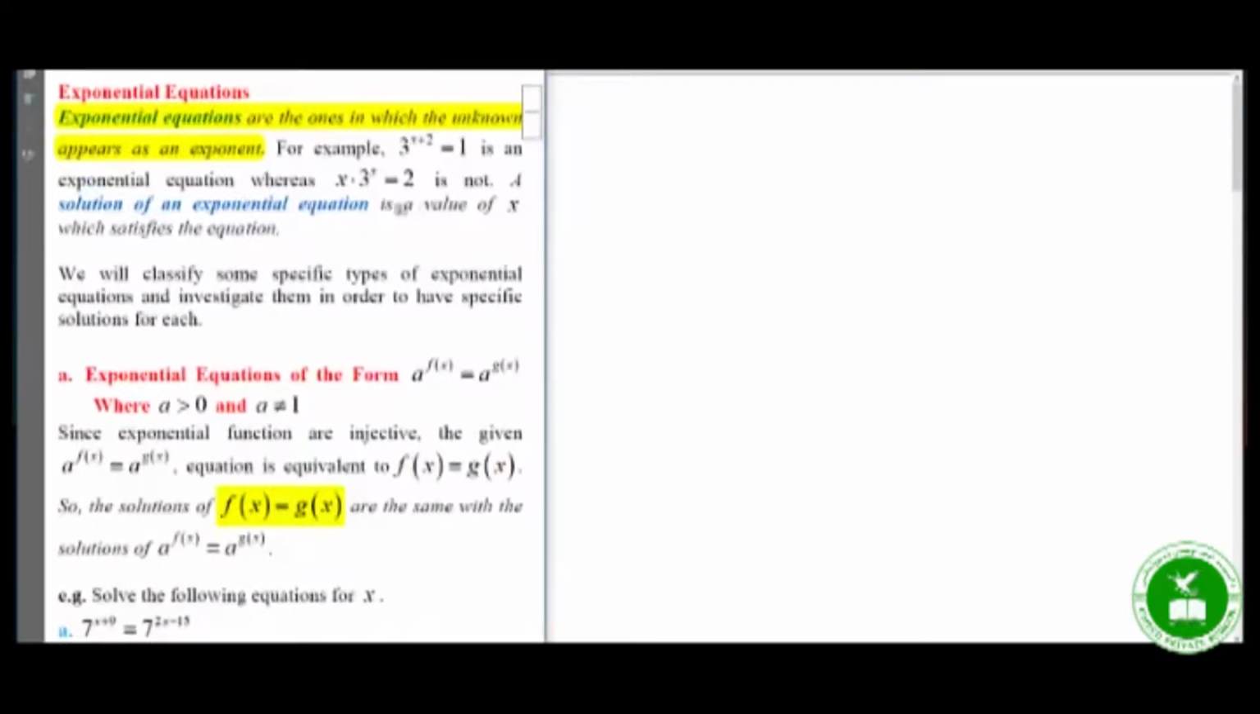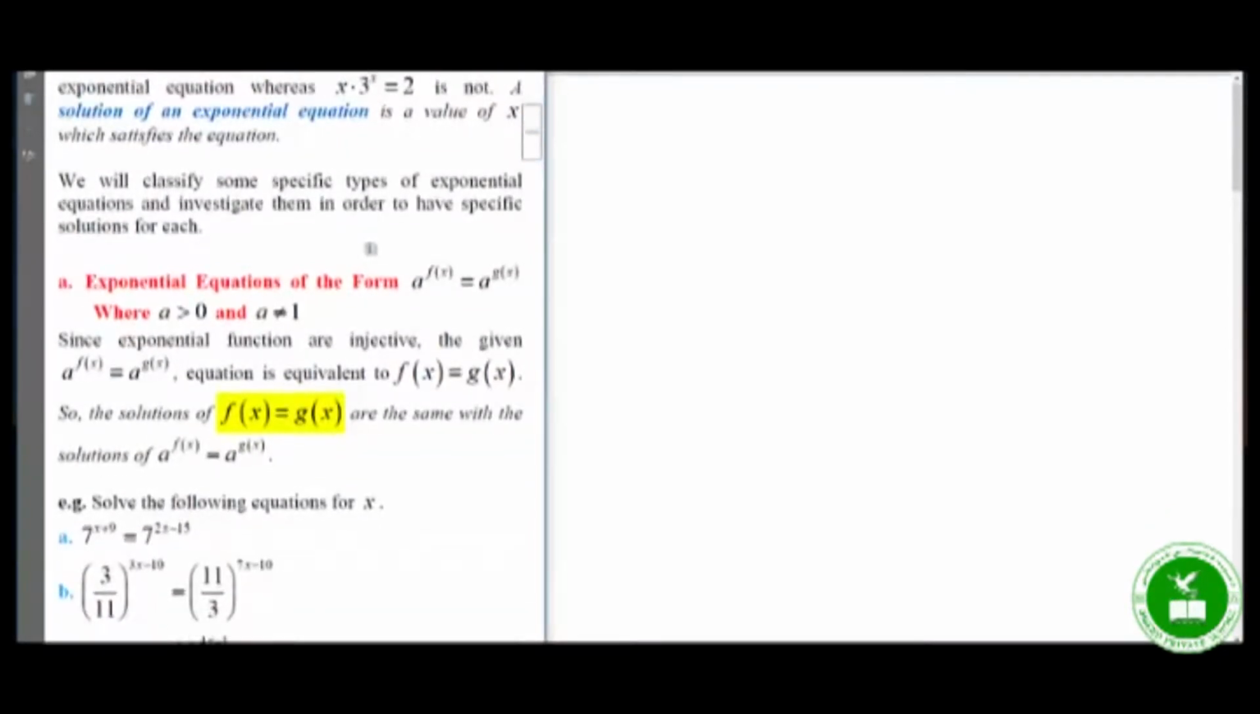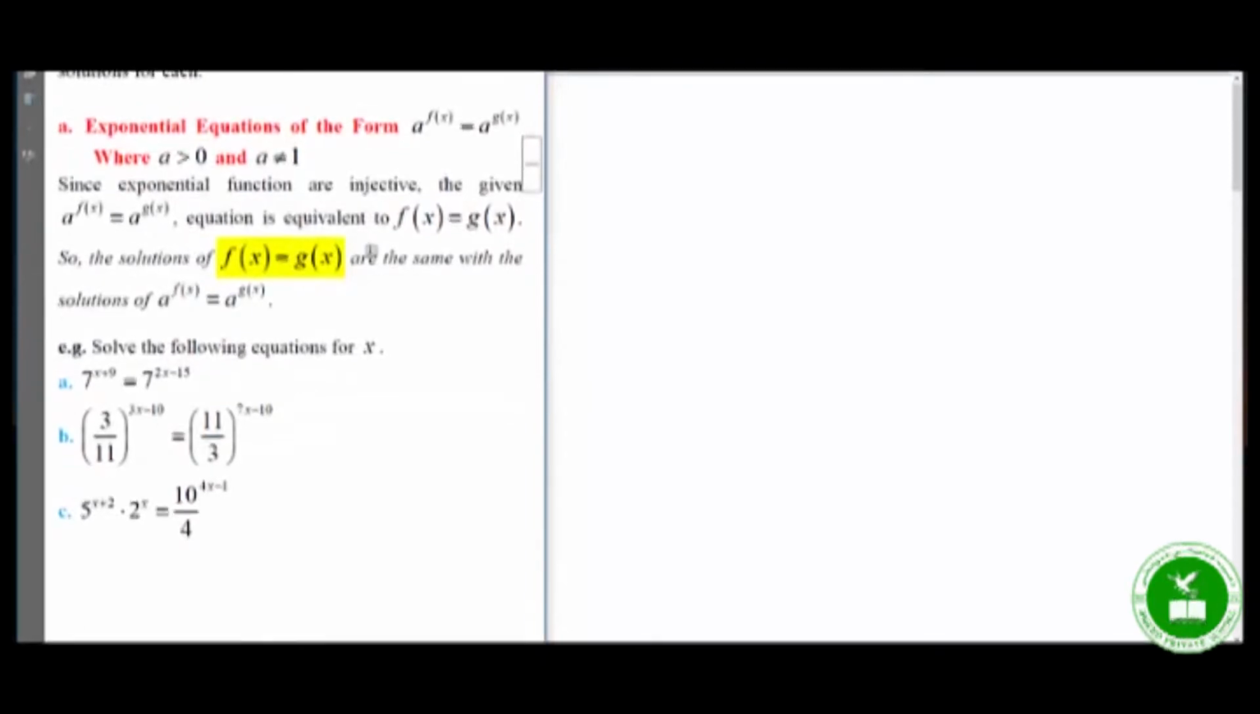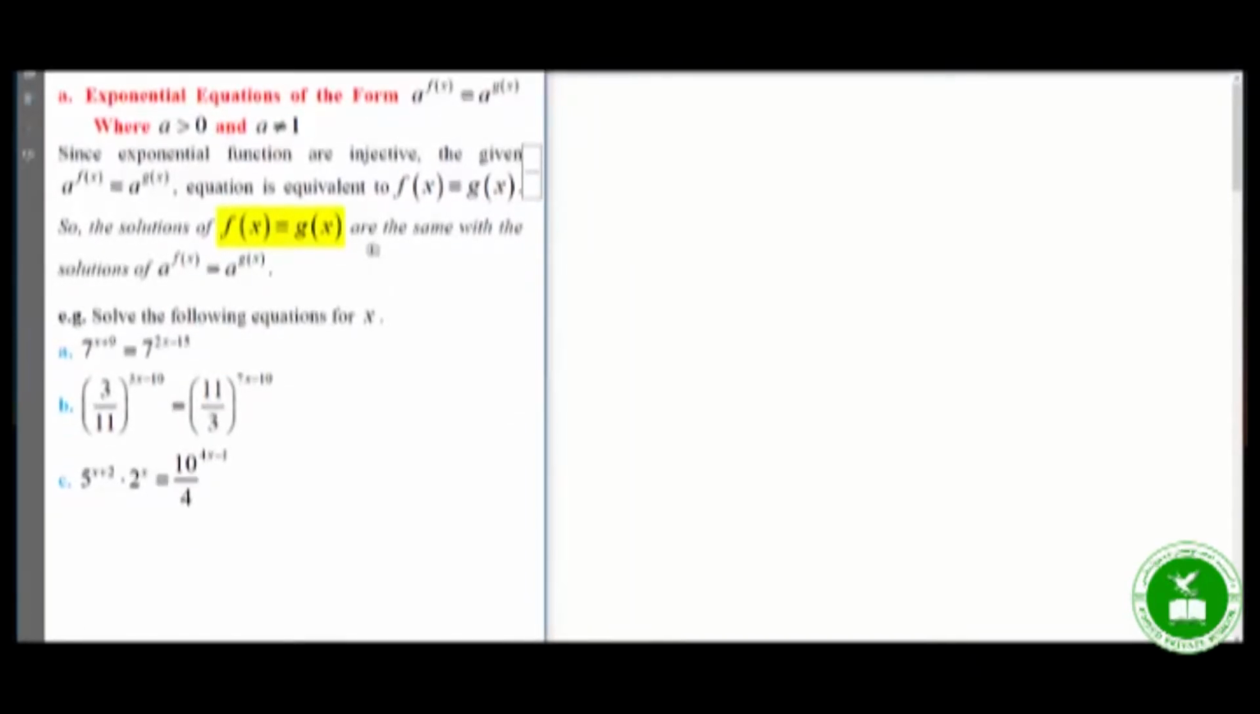And the solution of exponential equations is the set of all those values which are true for this equation, or which satisfy this equation. We have different types of exponential equations. Today we'll study some of them. The first one, equations in the form a to the power of f of x is equal to a to the power of g of x, where a is positive and a is not equal to 1.